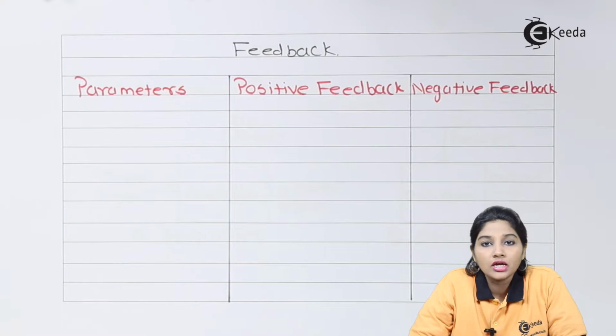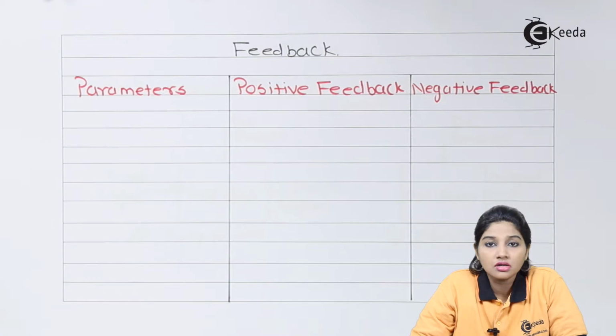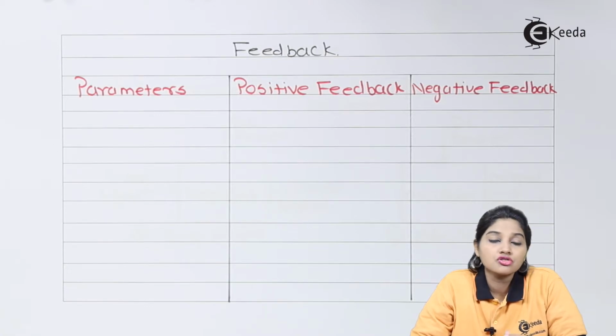Even though negative feedback reduces the gain of the circuit, negative feedback has many advantages. It provides stabilization, that means it improves the stability of the circuit, it reduces frequency distortion, it reduces phase distortion, it reduces noise in the circuit, and the input and output resistance values can be modified with the help of negative feedback. So because of these advantages, the disadvantage of reduction of gain is overcome by the number of advantages provided by negative feedback.